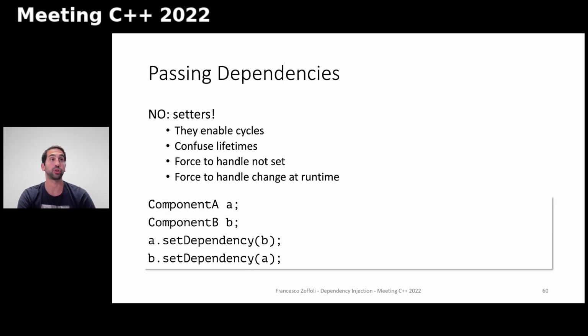Let's see an example. So we have component A, and then we have component B, and then we set the dependency of component A to B. But then at this point, you might question, what happens if component A accesses the dependency in its destructor? We would access a dangling reference to component B. And then we have component B, which sets the dependency on A. And at this point, we have a cycle, and changing this becomes very hard. So it's much better to avoid having setters.